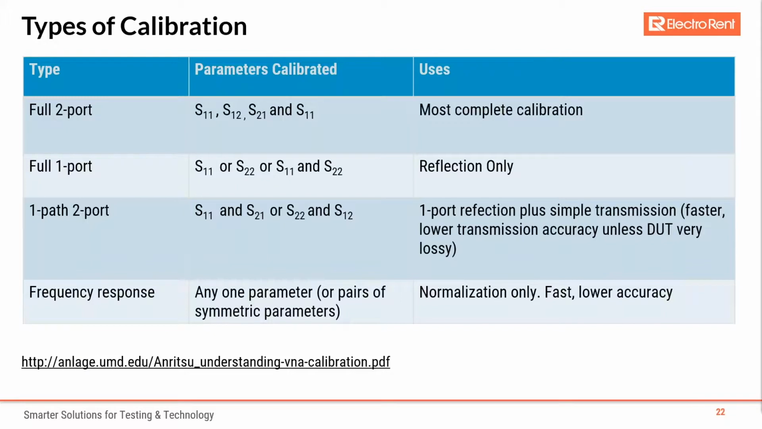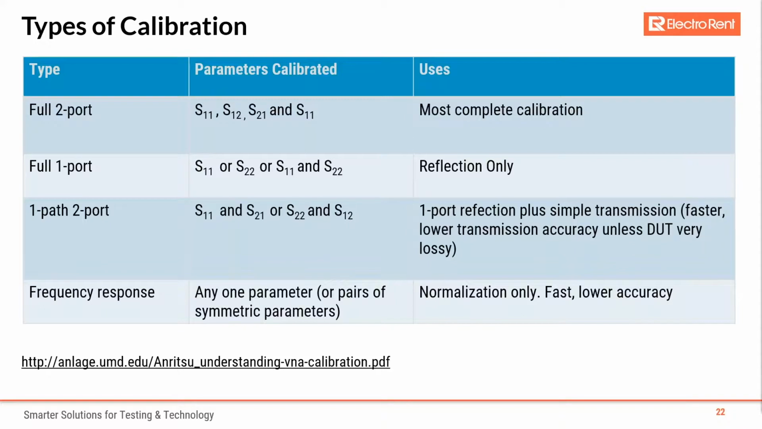There are several types of calibrations defined by what ports are involved and what level of correction is accomplished. These calibration types include the full two-port. This is the most commonly used and most complete calibration involving two ports. All four S parameters, S11, S12, S21, and S22, are fully corrected.